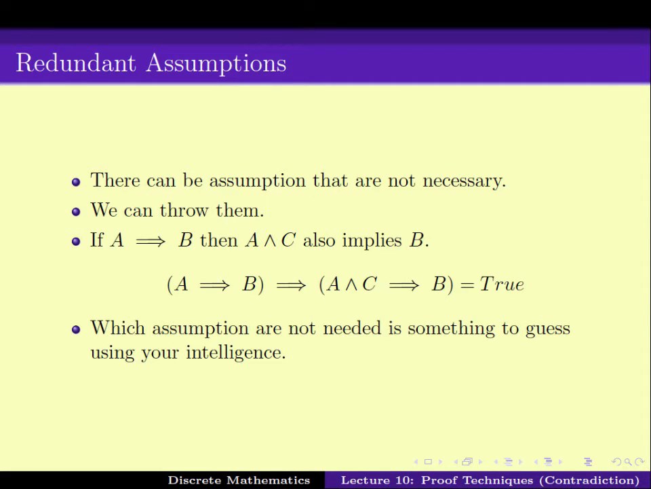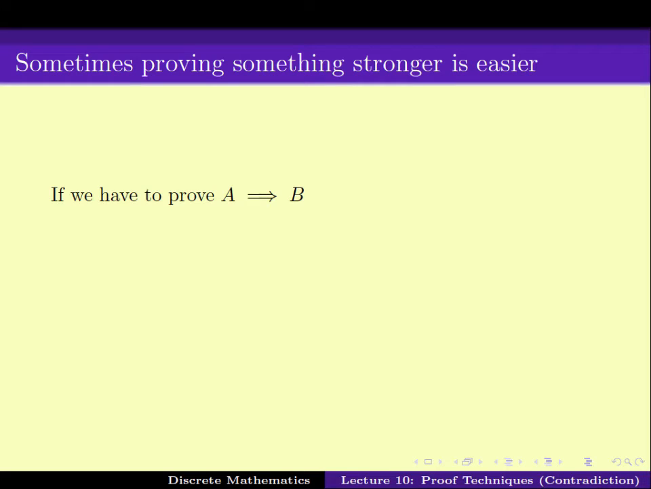Now the third technique or third trick that we learned was that sometimes proving something harder can actually be easier. So in other words, if we have to prove A implies B, and if we can prove that A implies C, and C implies B, then A implies B follows. While it might be harder to prove A implies C, if we can prove A implies C, then we get A implies B. Sometimes this harder statement is easier to prove.